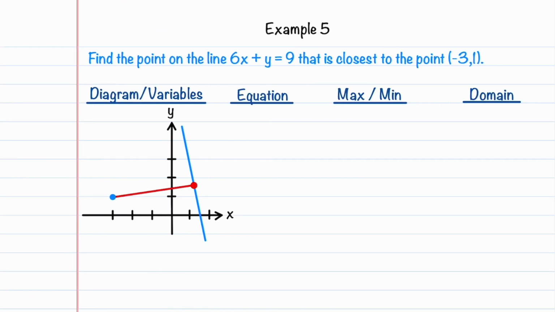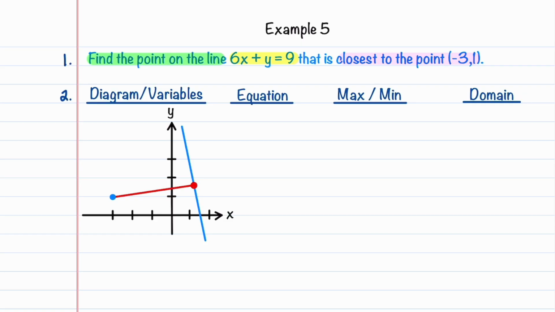In this optimization problem, we're finding the point on a line that's closest to a given point. The first step in solving this problem is to read through our problem carefully, figure out what information we're given, and what we want to find. Our problem states that we want to find the point on the line, and that line is 6x plus y is equal to 9, that is closest to the point minus 3, 1. For step 2, we are going to fill out all 4 of these categories with all the information that we've been given from the problem.